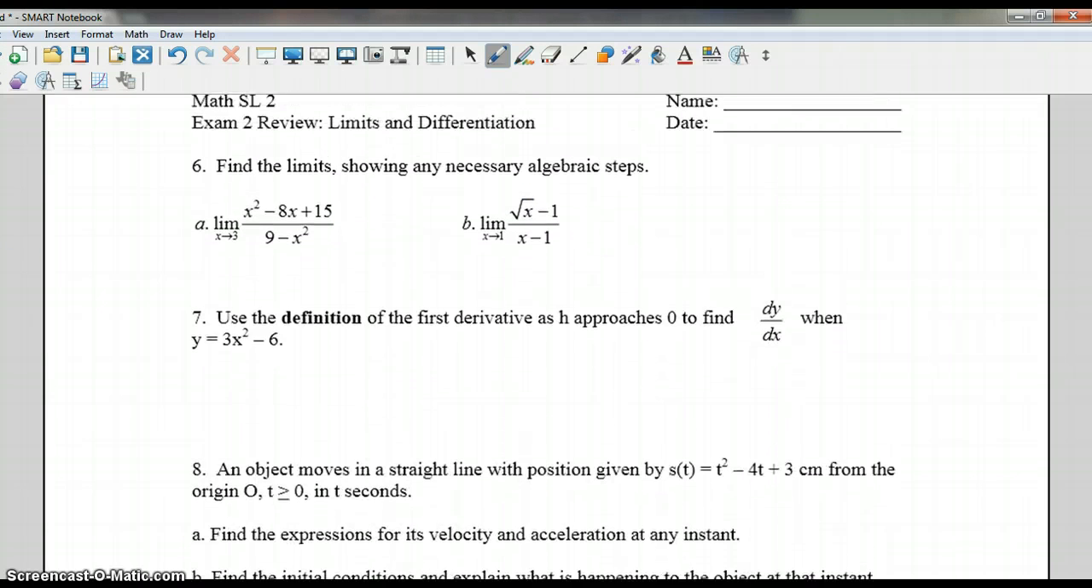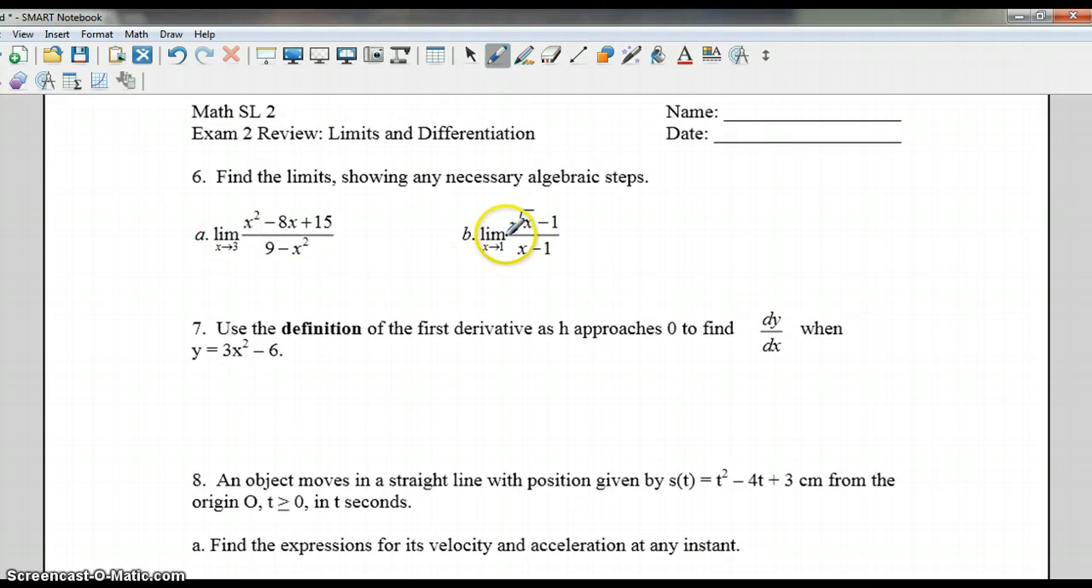For number 6, these limits are already set up for you. We're not talking about a derivative necessarily. All we're talking about here is just how do we simplify these expressions and find the limit. So if I had just substituted 3 in for x at the moment, I would get 0 in the denominator. That is not acceptable. I cannot have an undefined expression, so I want to actually find what am I approaching. So I do want to simplify this fraction and get it to a point where I can substitute 3 in to get an actual value for my limit.